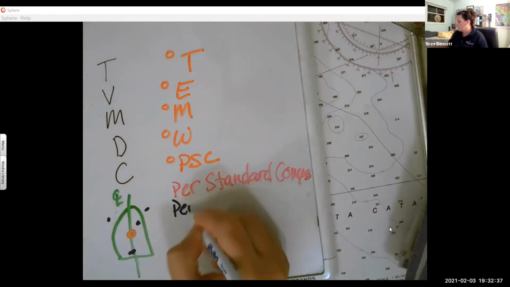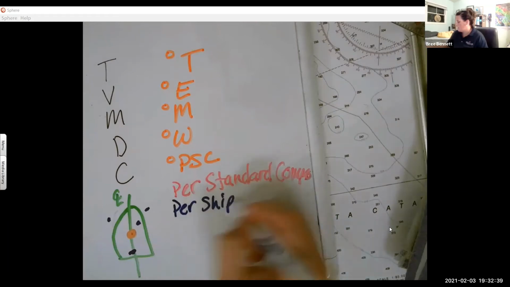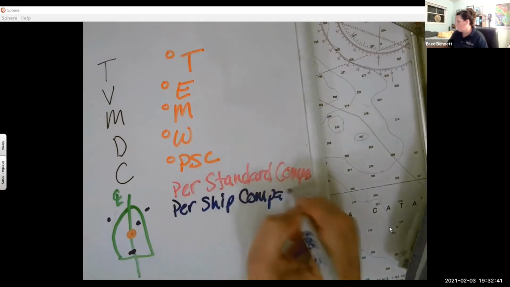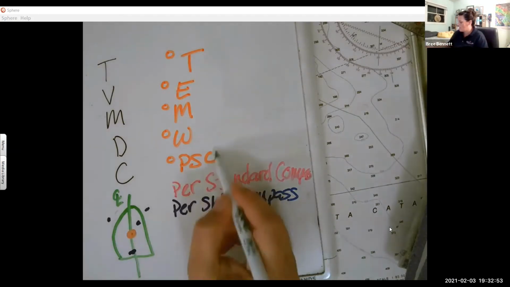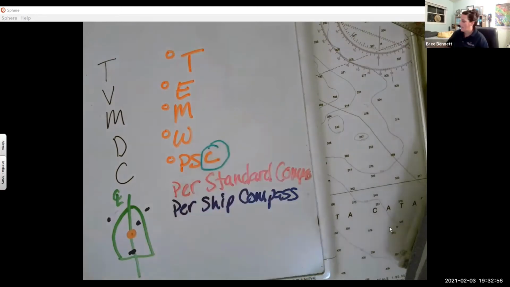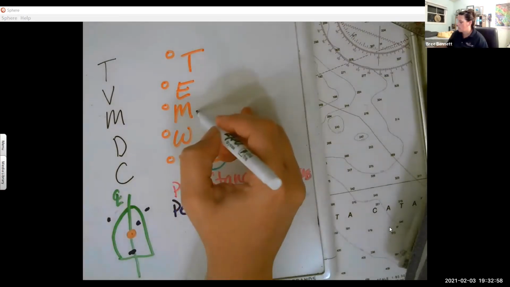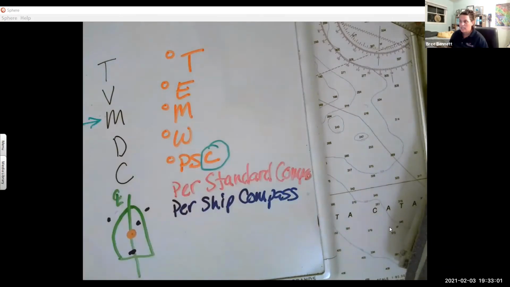Some people say this is per ship's compass. That might be easier. But in any regard, just remember that the C or PSC is going to have that C, and our M is going to go with our magnetic. Any questions on that?